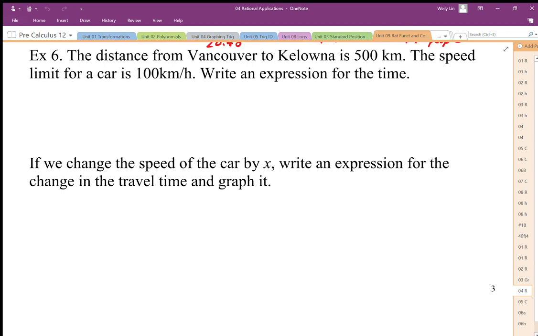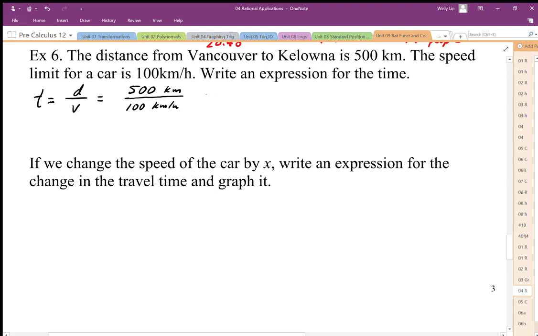The distance from Vancouver to Kelowna is about 500 kilometers, and the speed limit for the car is 100 kilometers an hour. So write an expression for the time. So we know that time is equal to the displacement over velocity. So the displacement here is 500 kilometers over 100 kilometers per hour. And so that's our expression.